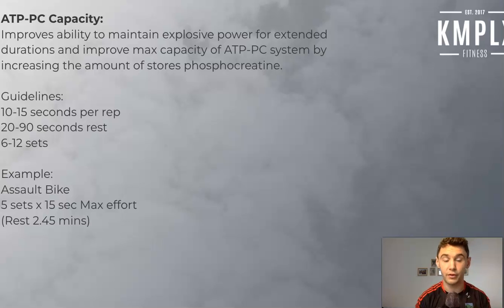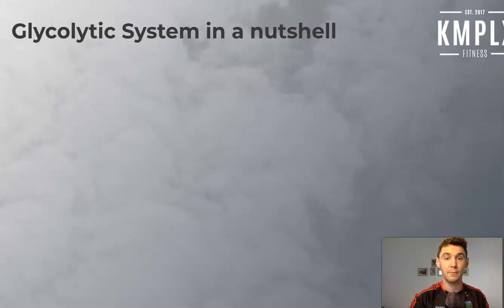But you want to get a bigger capacity to delay that drop off or improve it. The guidelines to this would be 10 to 15 seconds per rep, 20 to 90 seconds rest, 6 to 12 sets. So an example, you're on the assault bike, 5 sets of 15 seconds max effort and rest 2 minutes 45 seconds. So basically 5 sets of 15-second max effort every 3 minutes for 15 minutes. It's as simple as that. That's how you train that one.